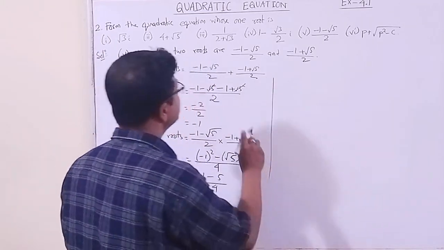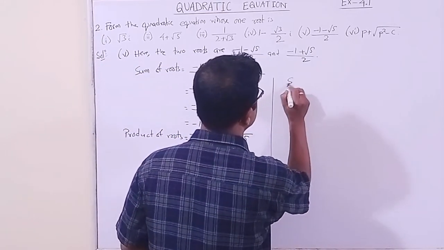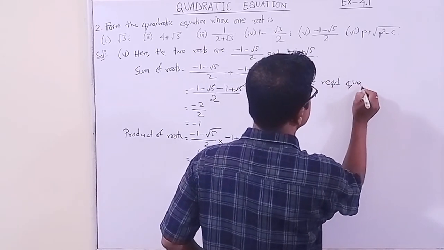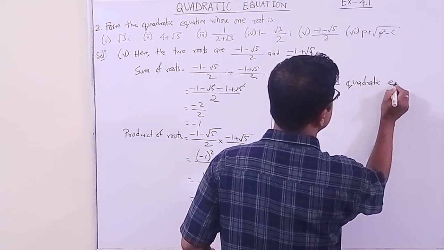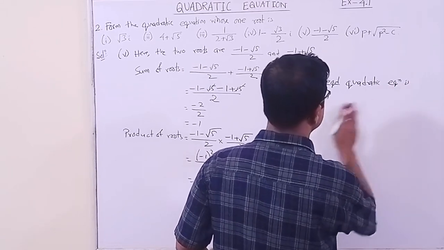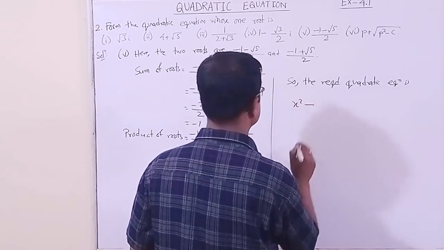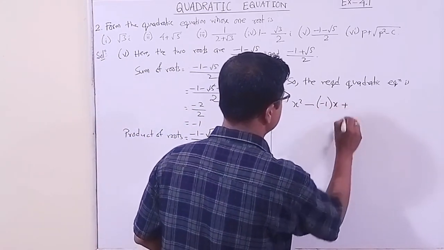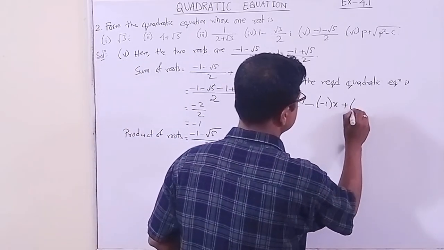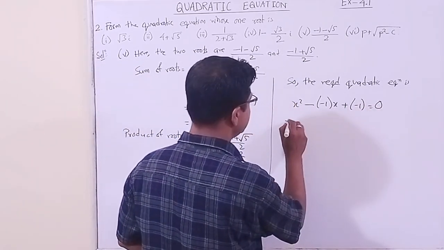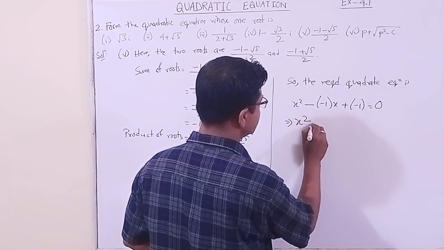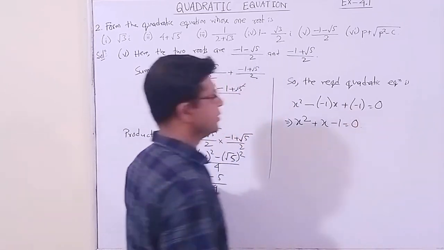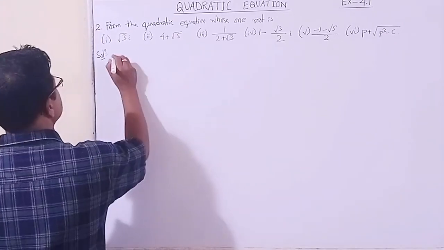What is left? To find the quadratic equation now. So the required quadratic equation is x square minus (sum of the roots, minus 1) into x plus (product of the roots, minus 1) is equal to 0. Let us simplify it. This will be the last step. Minus minus plus 1x, or simply x, plus minus minus 1 is equal to 0. Got it?